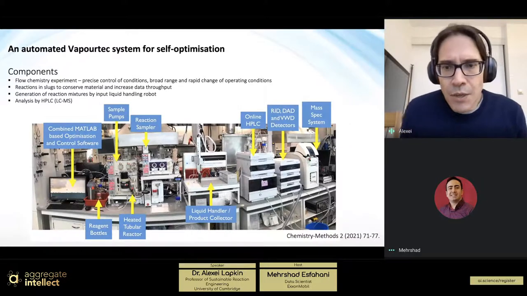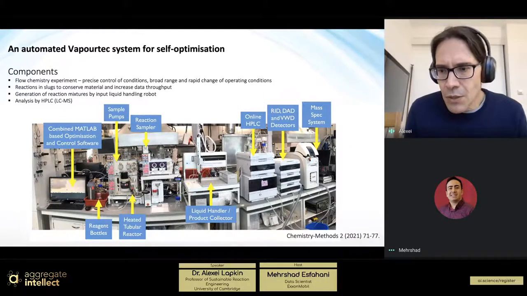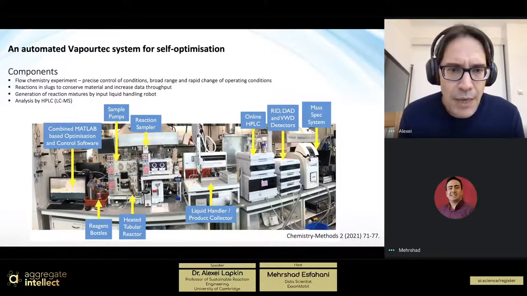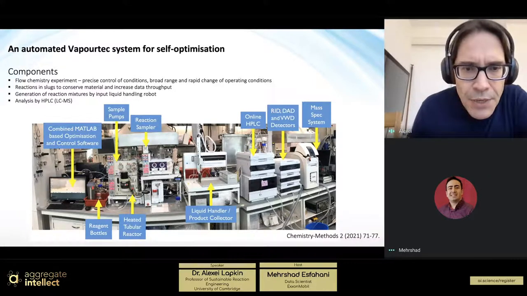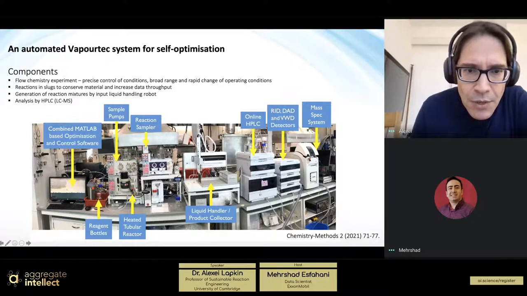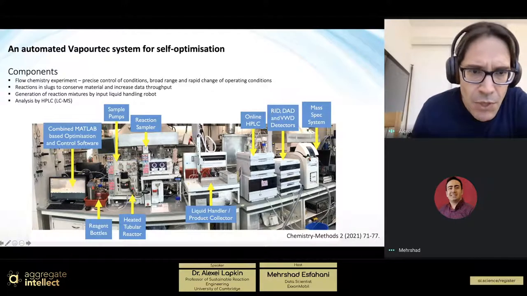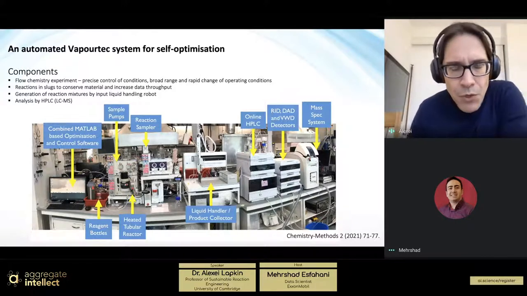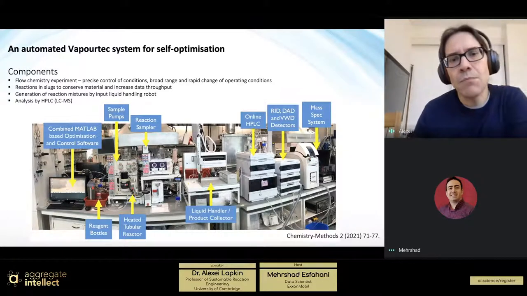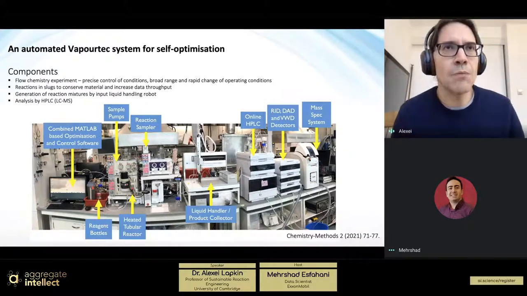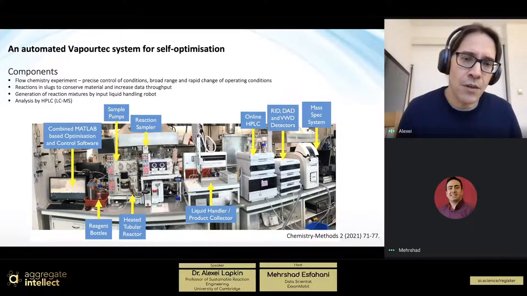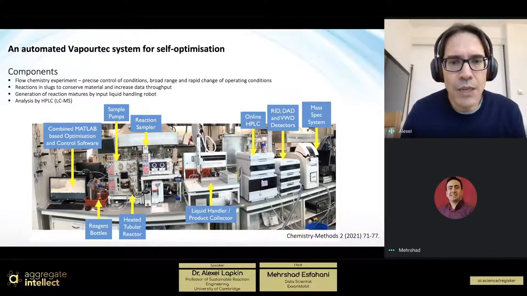So this is our current system. It's recently been published in the new journal from Wiley, Chemistry Methods. It consists of a commercial continuous flow chemistry setup. So the bits in the middle are the reactor modules and the pumping modules, which are easily automatable because these commercial systems come with an API. You can address all of the components and you can run it from pretty much any software you like.